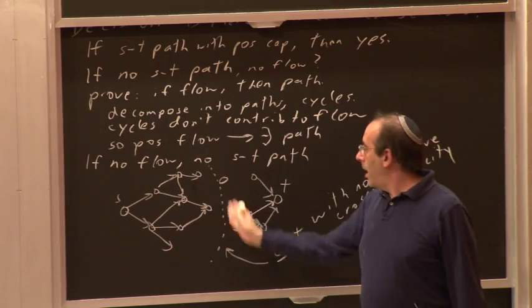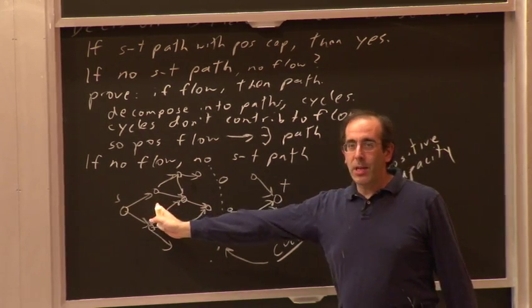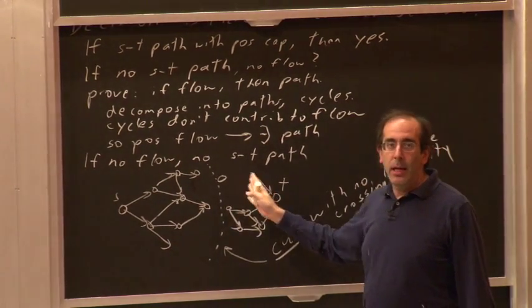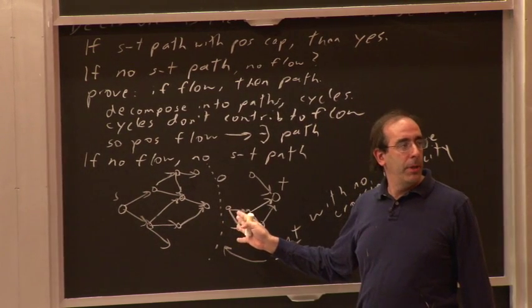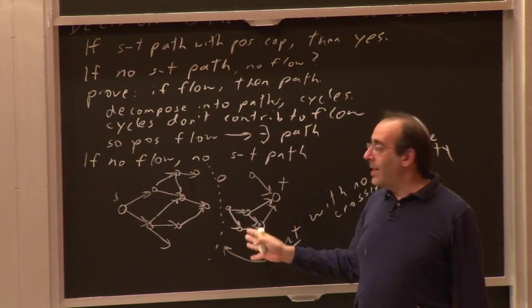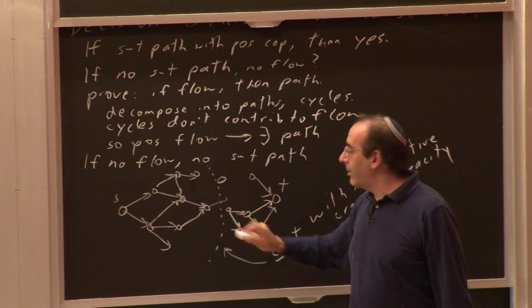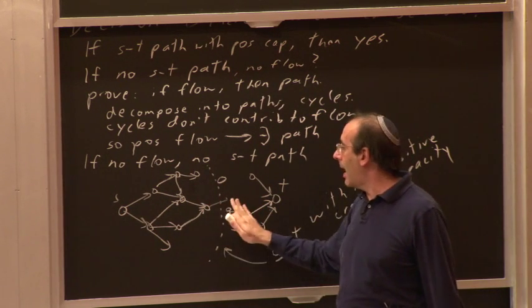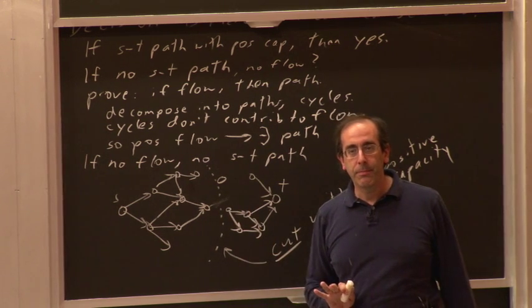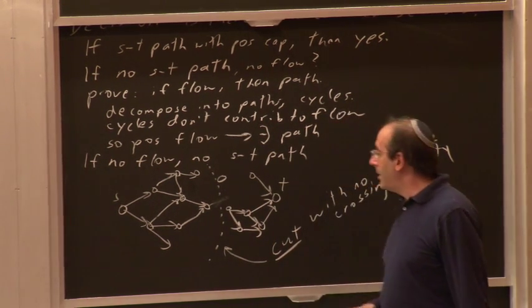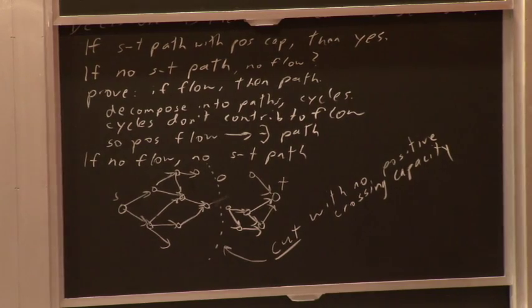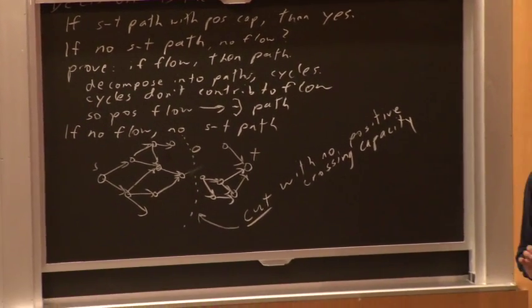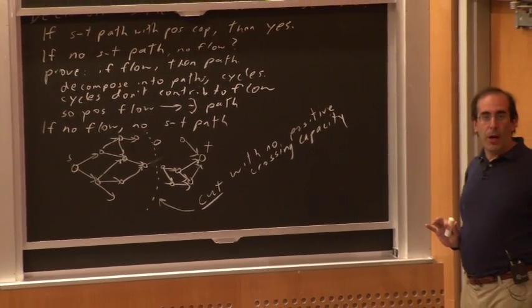So none of the edges going from the S side of this cut to the T side of this cut can have any positive capacity on them, right? Because if they did, then my exploration would be able to cross the cut, and I would be able to pull more vertices into the S side of the cut. Okay. And so this gives us another characterization of the presence or absence of a non-zero flow, right?